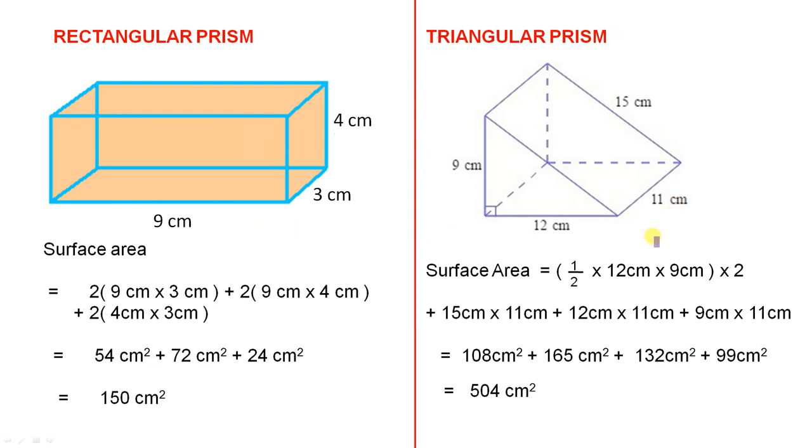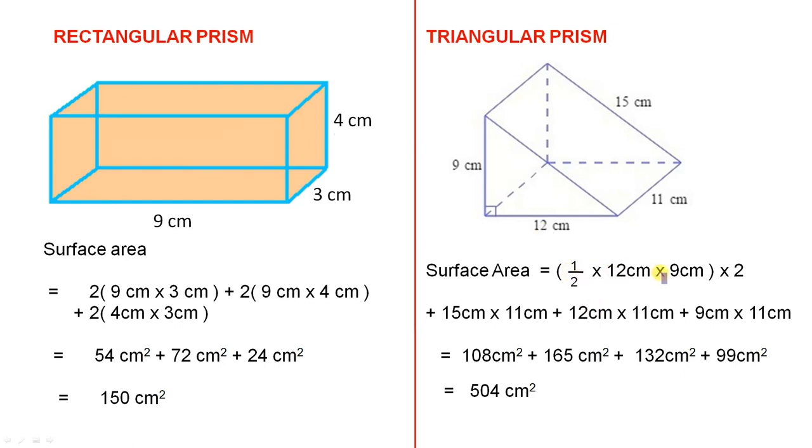For the triangular prism, the surface area will be the area of that triangle plus the area of that triangle, so that's this part. Half times 12 times 9, but we multiply that by 2. That's the area of one of the triangles. We multiply it by 2 because there are 2 triangles. So that's that part. Then the next part will be 15 centimetres times 11 centimetres. That's the slopey section. 12 centimetres times 11 centimetres, the base, and 9 centimetres times 11 centimetres will be the face of the back.